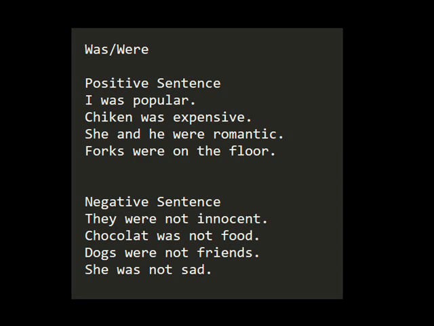With the auxiliaries was and were, a sentence can be conjugated in past using the verb to be. Let's see the examples. Positive sentences. I was popular. Chicken was expensive. She and he were romantic. Forks were on the floor.